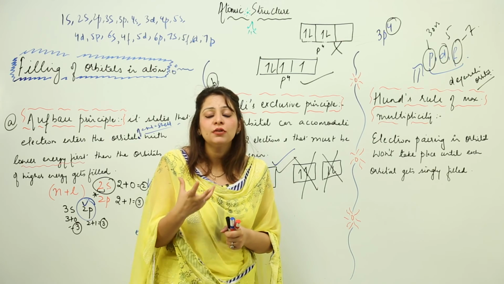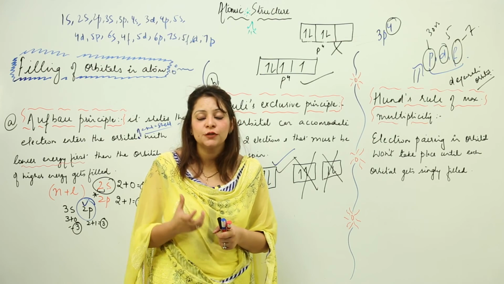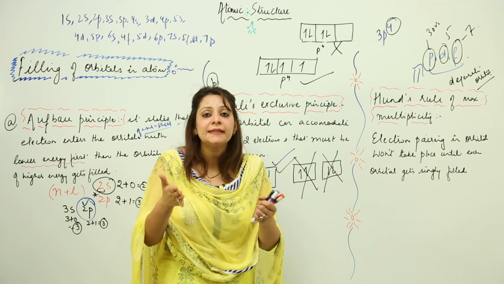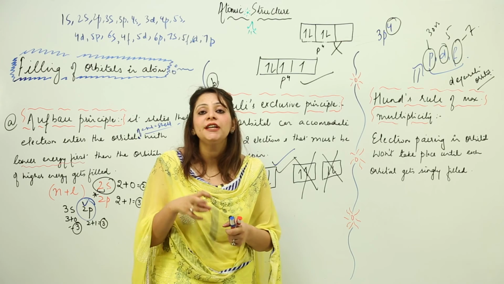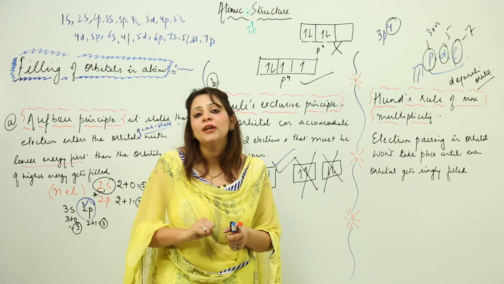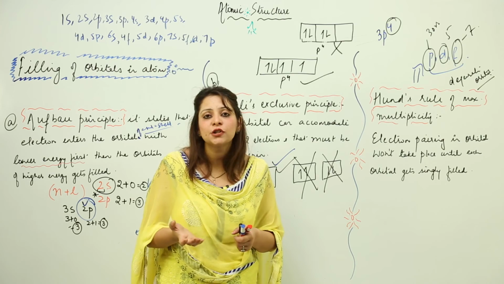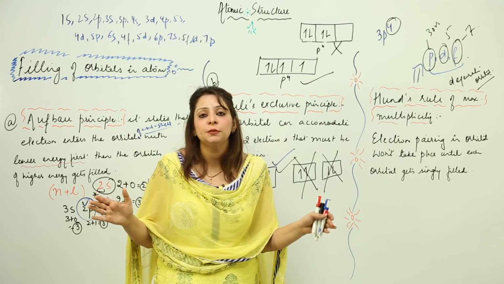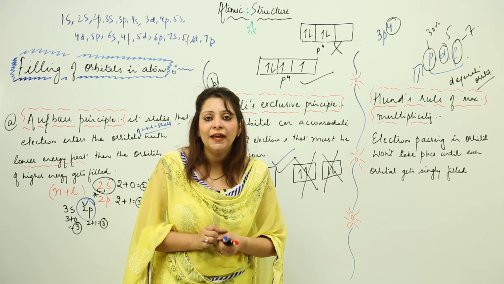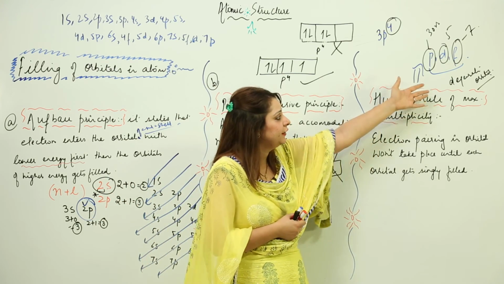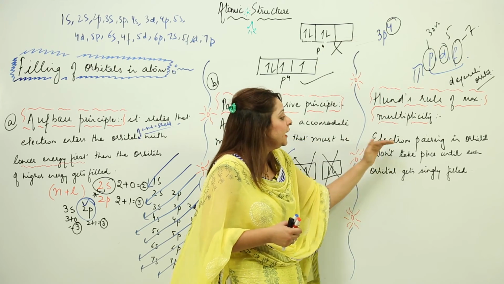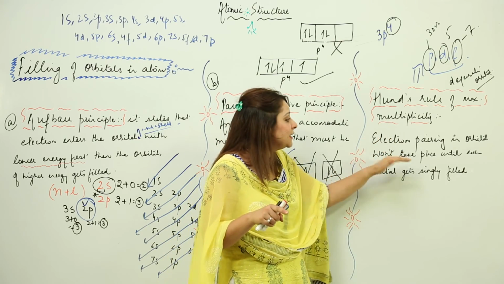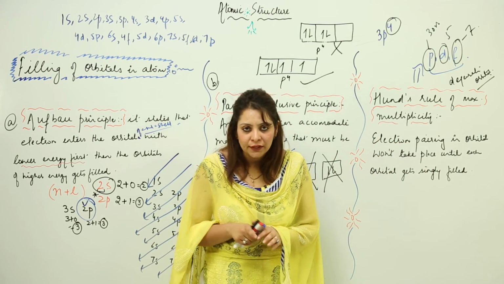So we need to have minimum repulsions actually, because we want our ground state configuration of an atom to be a stable one, right? So in that case we need to minimize the repulsions, and as we know electrons are of the same charge, so they may repel each other. So this is the arrangement in which we can keep them as far as possible to minimize the repulsion. So that is why when we fill the degenerate orbitals, electron pairing in an orbital won't take place. That means we won't pair up the electrons until and unless each orbital gets singly filled, right?